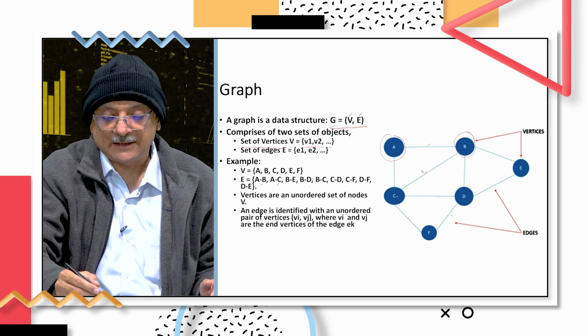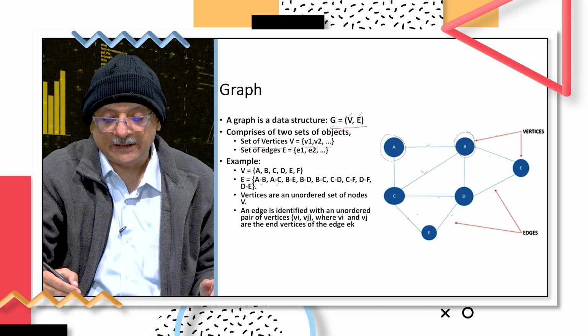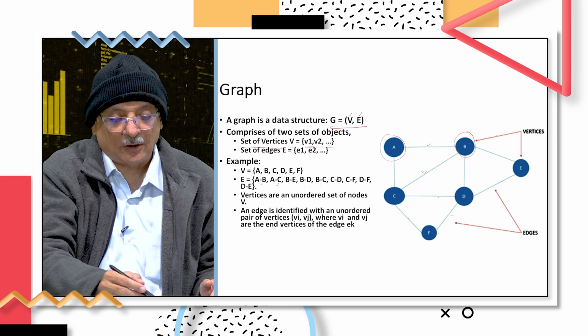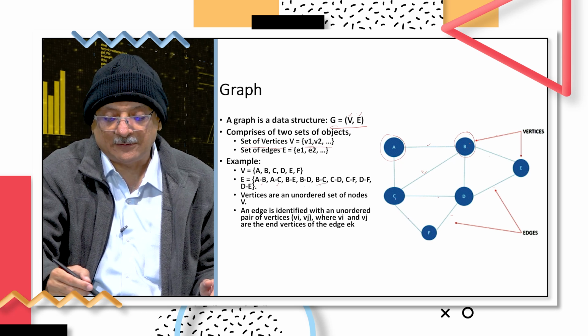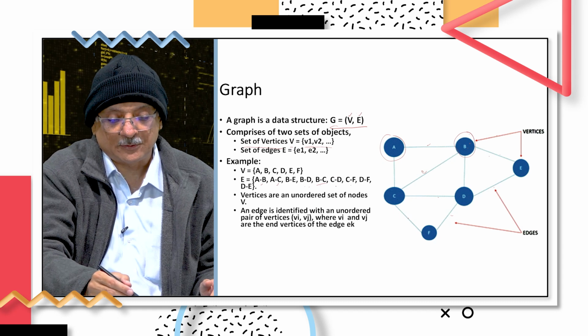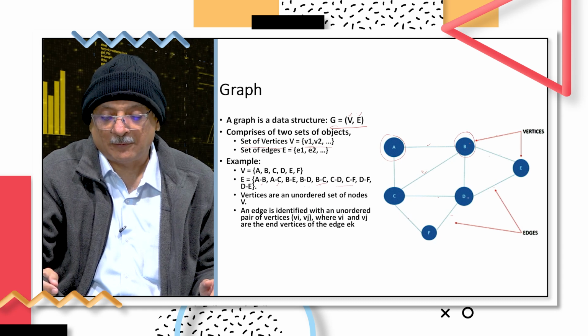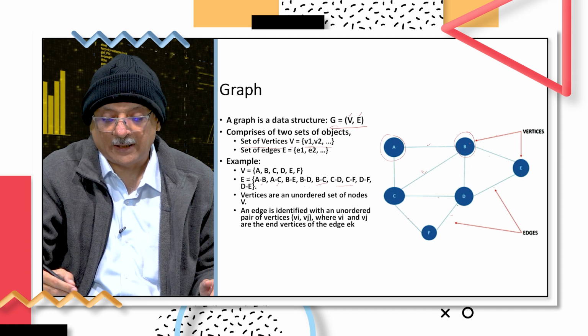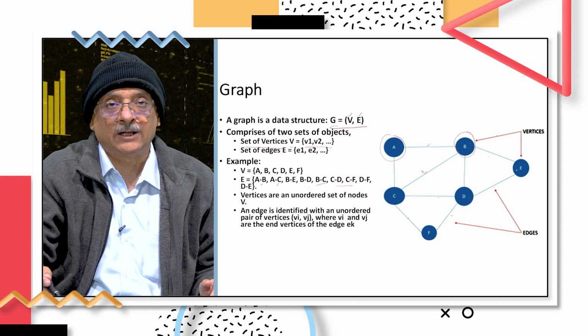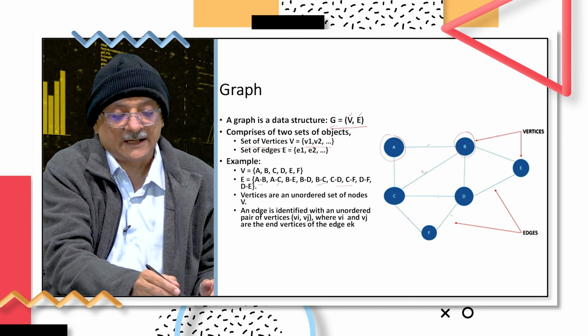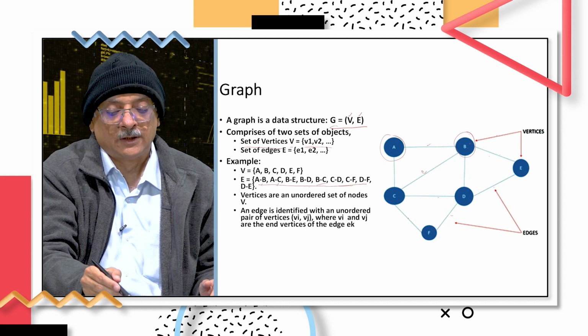Then we have edges from C to D, C to F. C to B is already there, that BC is already there, therefore these two edges, C to D and C to F, are going to be there. Then from D, we have an edge to F and an edge to E. So these are the set of edges.